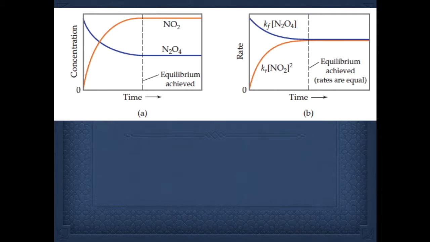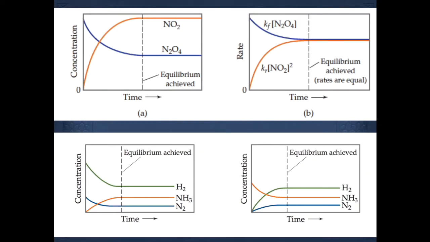For B, notice the y-axis is rate. And so at this point, notice that the rate at which N2O4 disappears and NO2 forms after equilibrium has been achieved, those rates are equal.